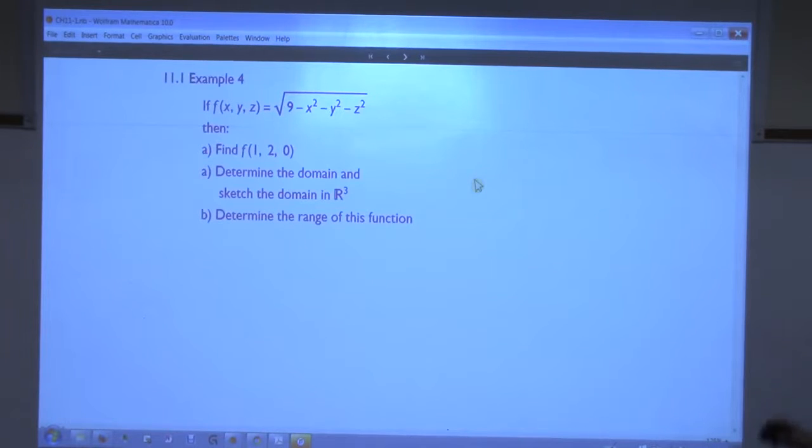Here is a function of 3 variables. F of x, y, z equals square root. Very similar to what we just had, right?